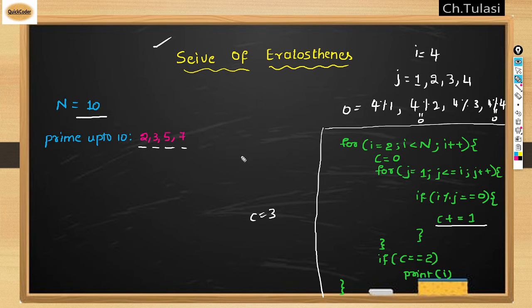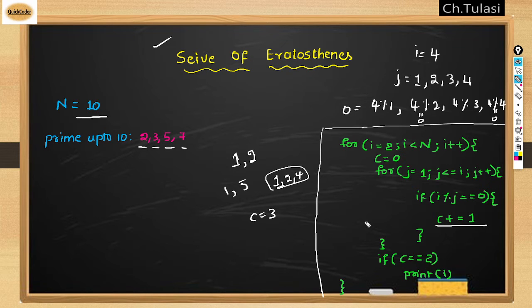But what does prime number mean? A prime number is always divisible by 1 and the number itself. If we take 2, it is divisible only by 1 and 2. If we take 5, it is divisible only by 1 and 5. But 4 is divisible by 1, 2 and 4, so there are 3. So I will take c and increment it, and after this loop, if my c is equal to 2, then I will print that i. If it is not equal to 2, then I will not print it.